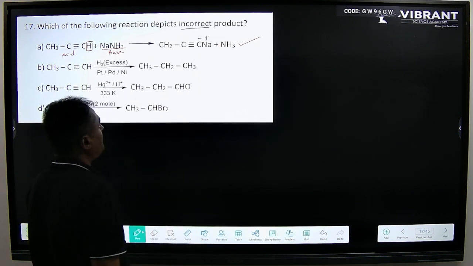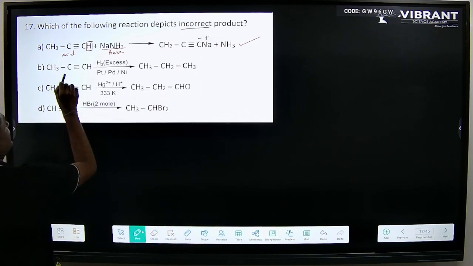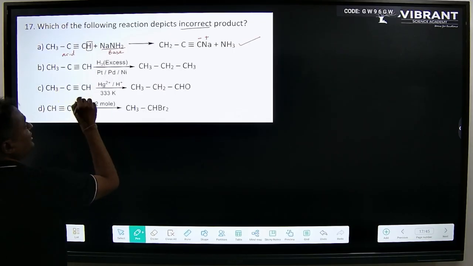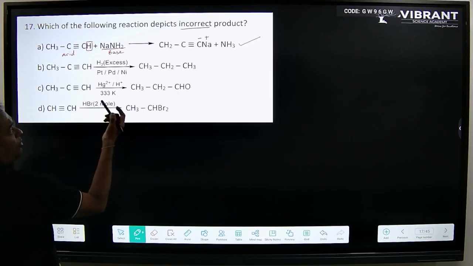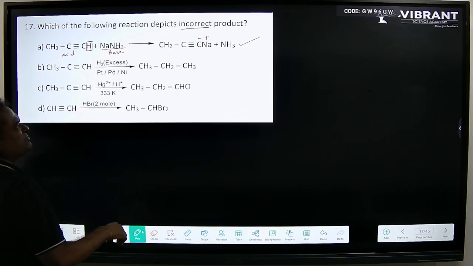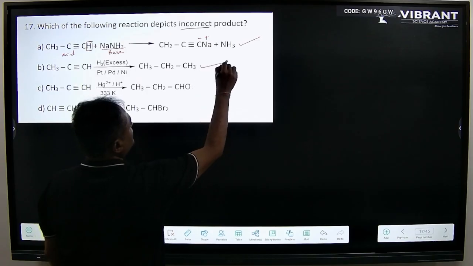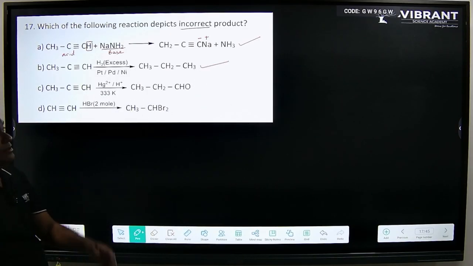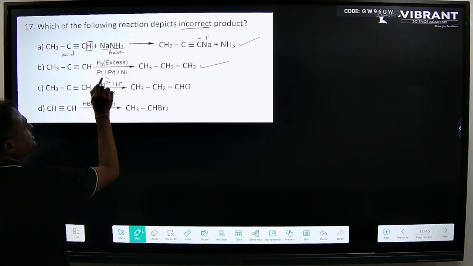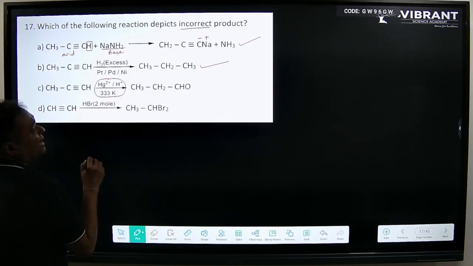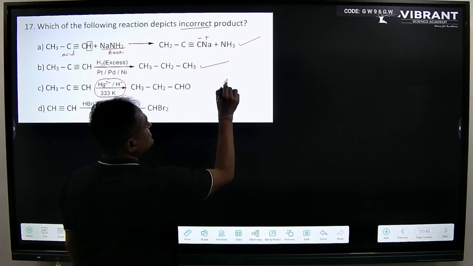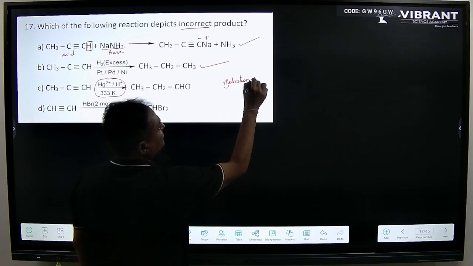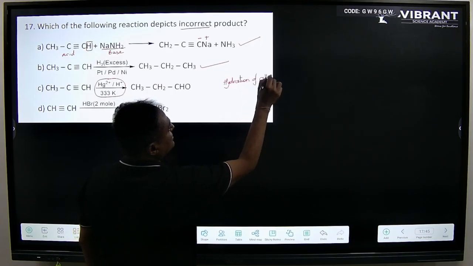Let us come to the second. Now, child, there is an alkyne given to you, yes, and H2 given. So, it is an addition reaction, and when addition takes place, child, your triple bond will become double bond and double bond will become single. So, here you have got an addition product, even this is also correct. Now, reaction number C. Now, if you remember reaction number C, this condition is used for hydration of alkynes.